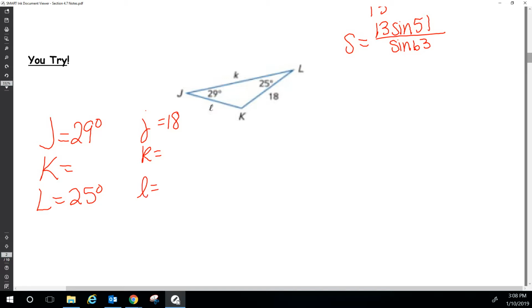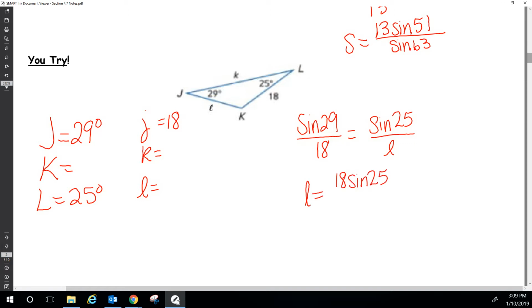All right, so if we know this piece and this piece, we can use law of sines to find little l. So sine 29 over 18 is equal to sine 25 over little l. Little l would be 18 sine 25 when I cross multiply and then divide off that sine 29. When you plug that into your calculator for little l, you should get 15.7.